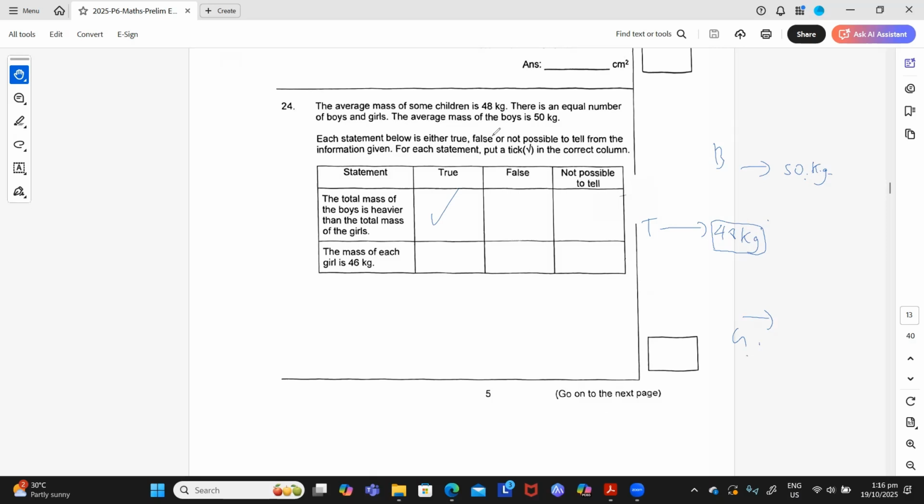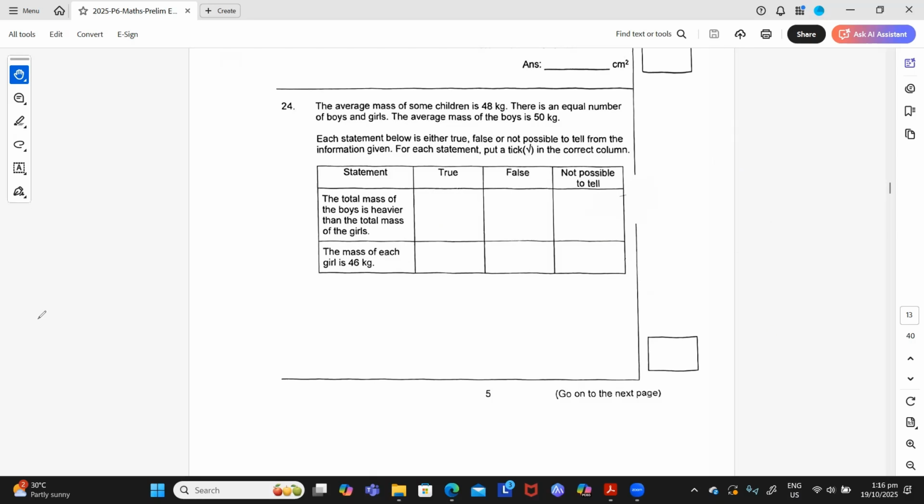Okay. Next one, the mass of each girl is 46 kg. Okay, so this one, it is not possible to tell. Why we say not possible to tell is because there may be a scenario where this is true, but we don't have any information that confirms this at all. So we cannot safely conclude it with any evidence. That's why it's not possible to tell.